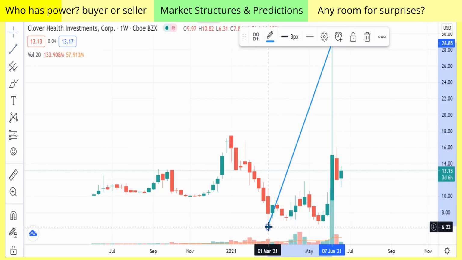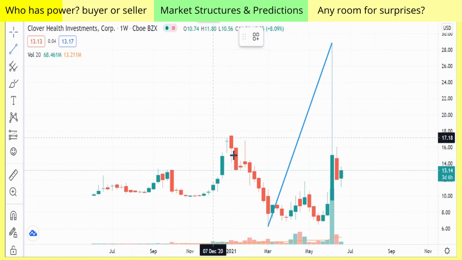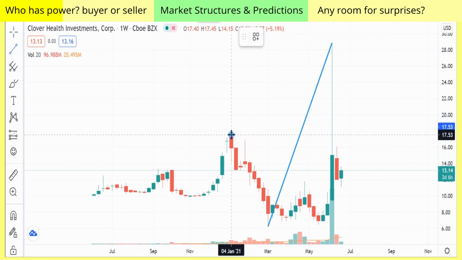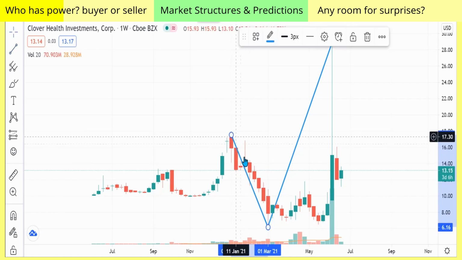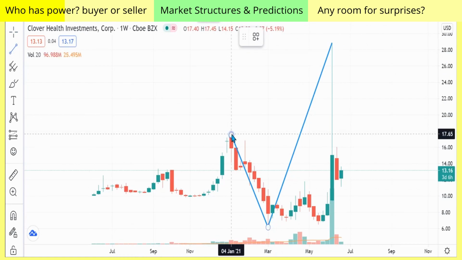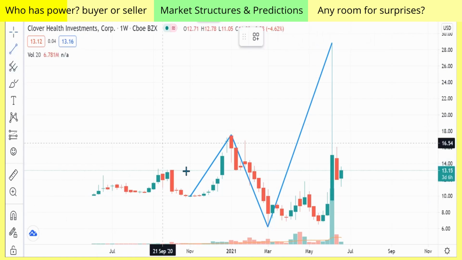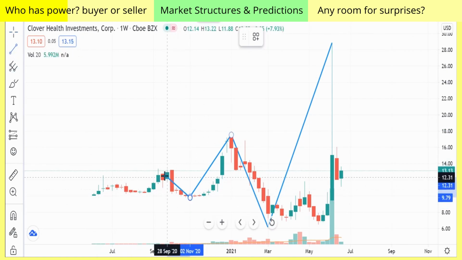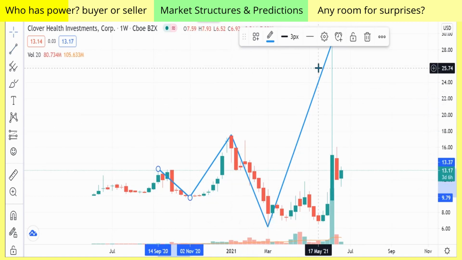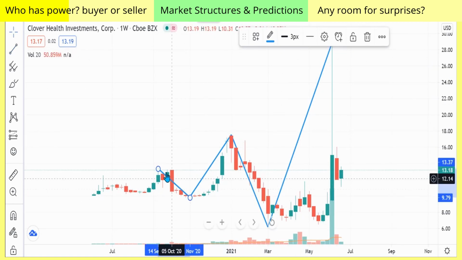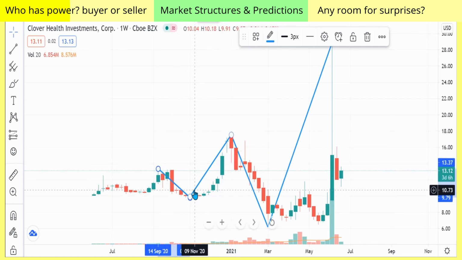Okay, this is one down move, and then we have another from the high to the low. So this creates one loop. Then we have from here to the low, which is somewhere around here. I think this will be the low, and then from here to the high, which is this one. So we have two loops, but these two loops are to analyze the power of the buyers.